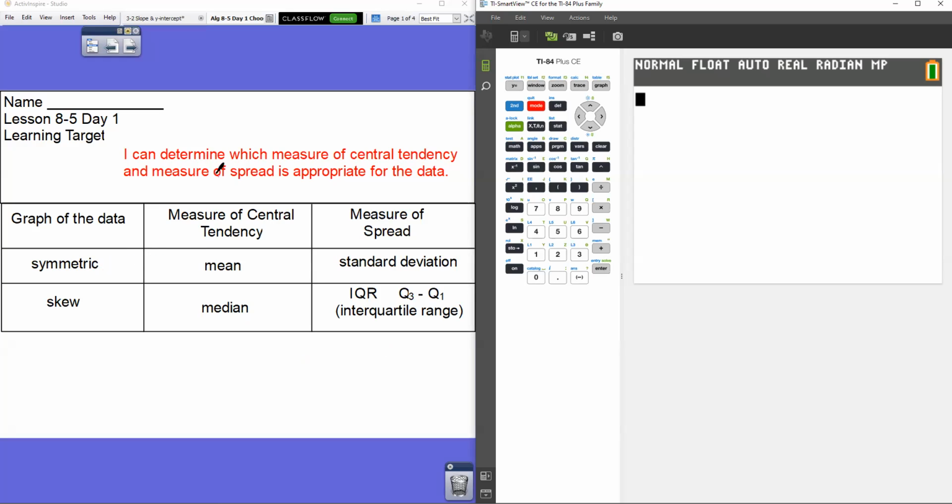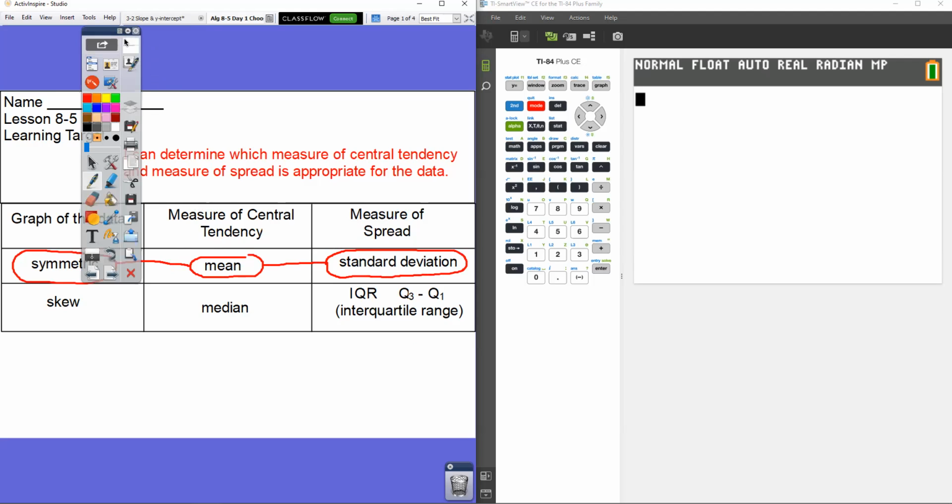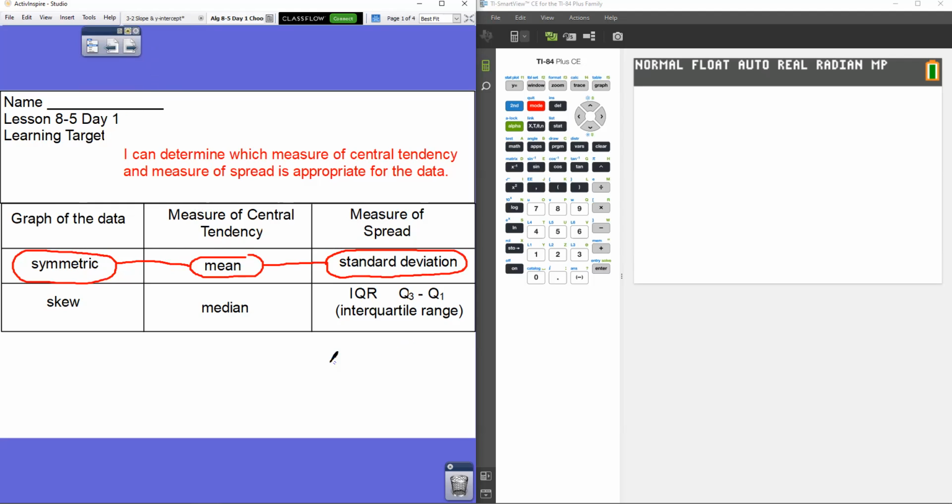What you have to remember is that when you have a symmetric graph, that means it's about the same on both sides of the graph, whether we're talking a dot plot, a box and whisker plot, or a histogram. If the data is symmetric, the best measure of central tendency is the mean. Anytime it is symmetric, you're going to use the mean. Your measure of spread that we're going to use with symmetric is the standard deviation. All right. So symmetric, mean, standard deviation go together. Those three things are always used together.